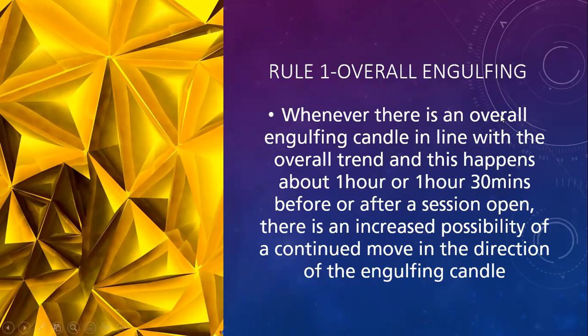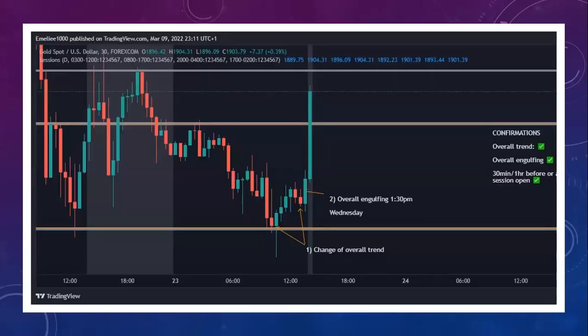It says whenever there is an overall engulfing candle in line with the overall trend, and this happens about 1 hour or 1 hour 30 minutes before or after a session open, there's an increased possibility of a continued move in the direction of the engulfing candle. I know that this may all fly over your head, but we'll look at rule one and then stop, then we'll do another video on rule two. There are about 3 rules that I've found, but I will show you the practical examples on the charts. So this is chart one.